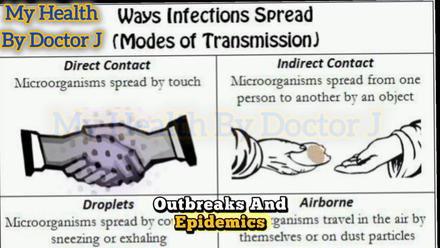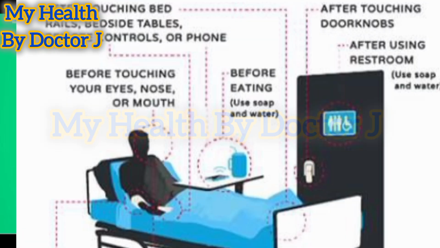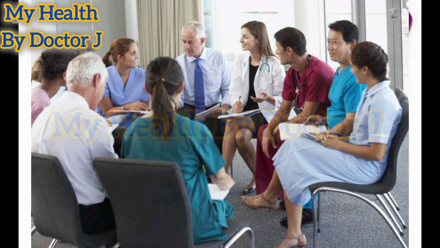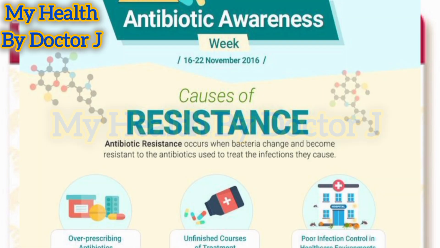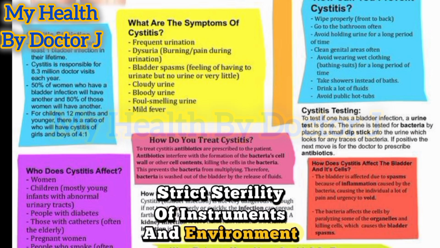IPC in special settings. Outbreaks and epidemics: rapid identification of cases, isolation and cohorting, contact tracing, enhanced PPE and hand hygiene, community education and risk communication. During surgery: use of aseptic techniques, preoperative antibiotics when indicated, strict sterility of instruments and environment.